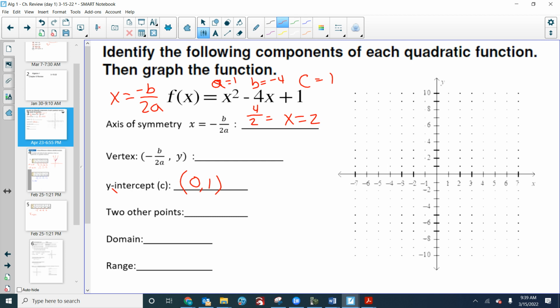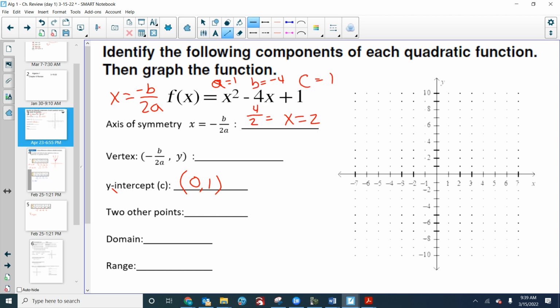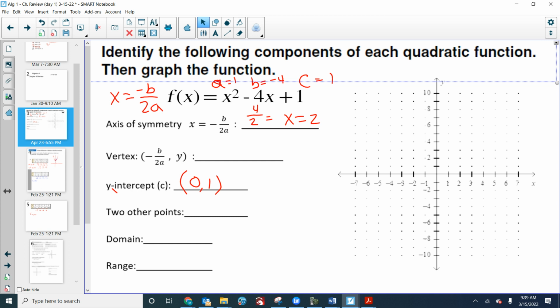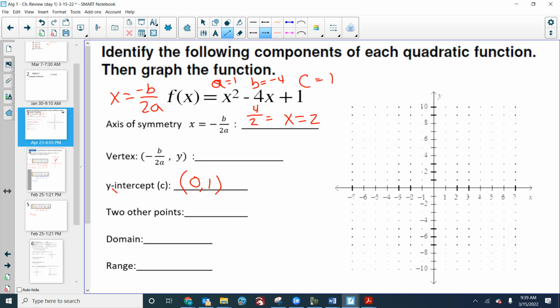Okay, now, you might want to graph x equals 2. What do we got? Why isn't it going? It's not writing. Try it one more time. There we go. Okay. Remember, that's your axis of symmetry, a vertical line.